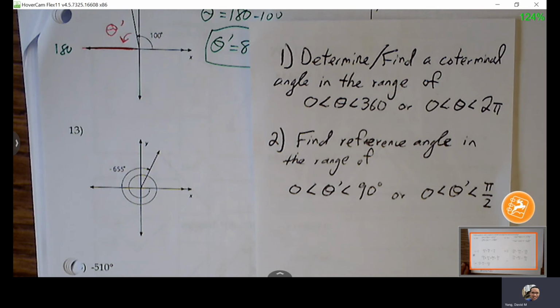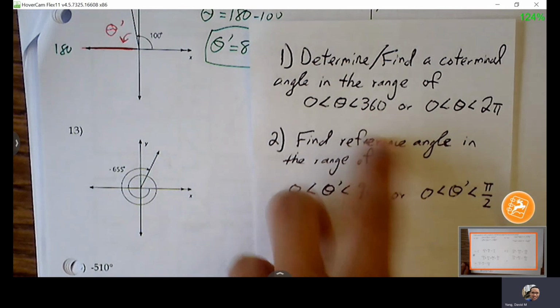But what happens if it doesn't land in it at all when you subtract or add? It should, right? If the angle's too far away, we should always be able to add and subtract until we get it to between 0 and 360 or 0 and 2 pi. Okay, are you talking about number 12? Yeah. Okay. All right, so let me go over the steps here.